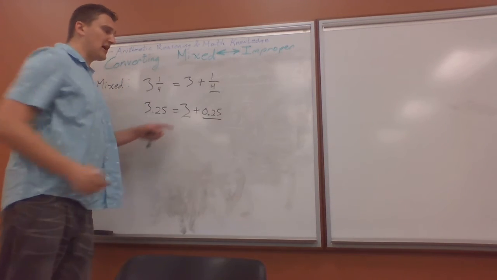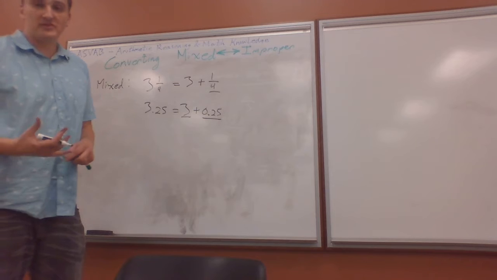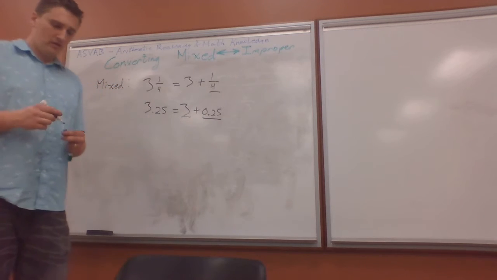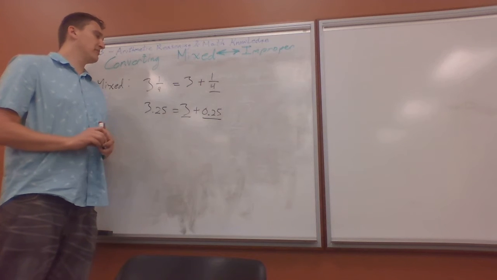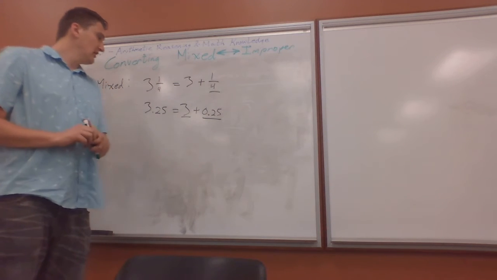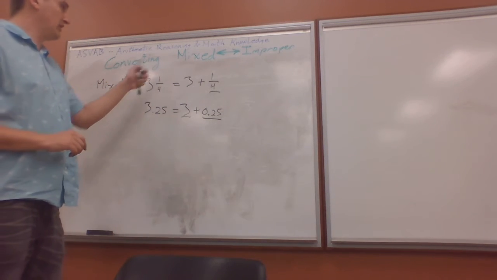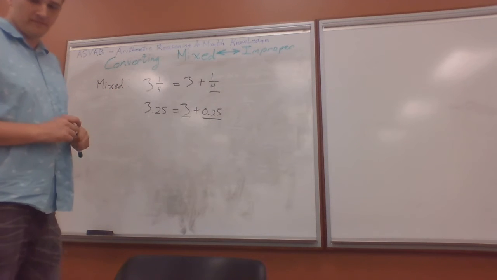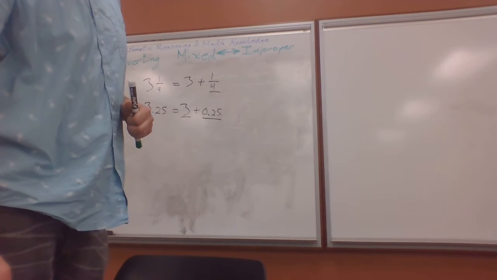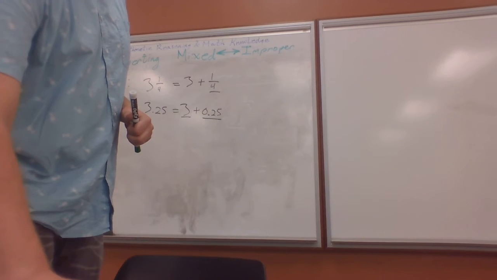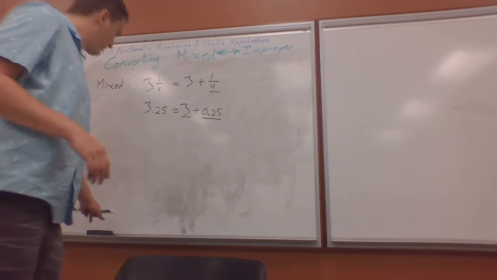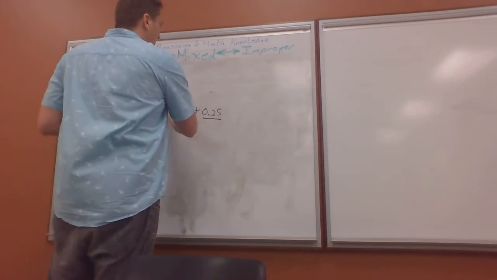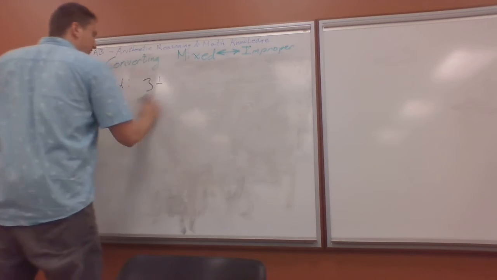Now, decimals and fractions both represent parts of something. And in the next video, I do want to go over how to convert between decimals and fractions. But for now, we're just going to convert between mixed and improper. All right. So a little bit of intuition before I introduce the straightforward method here.